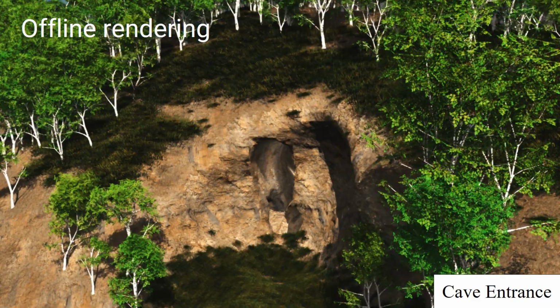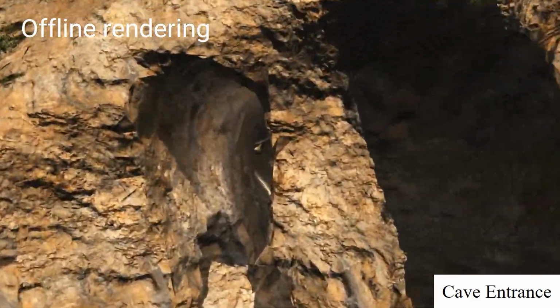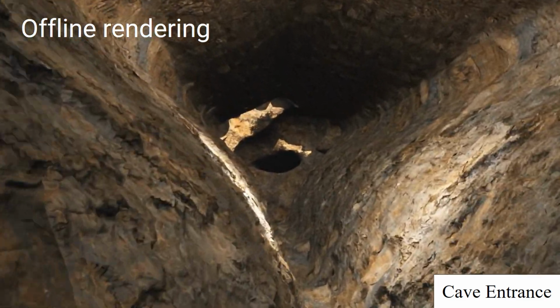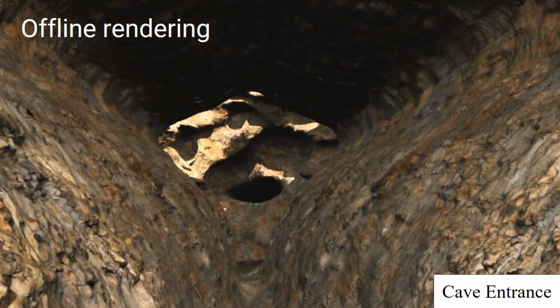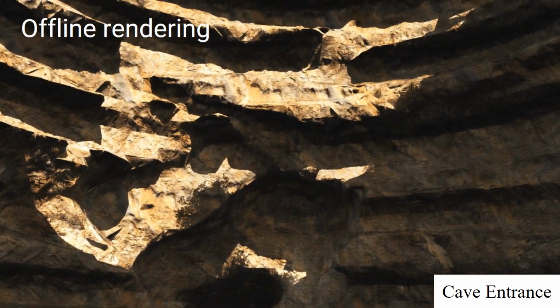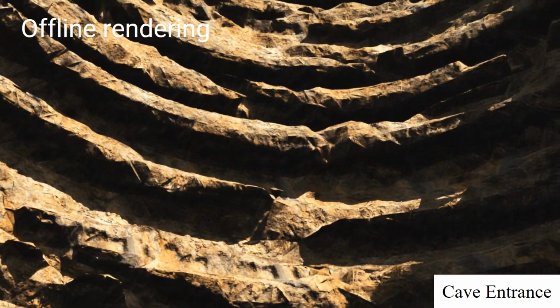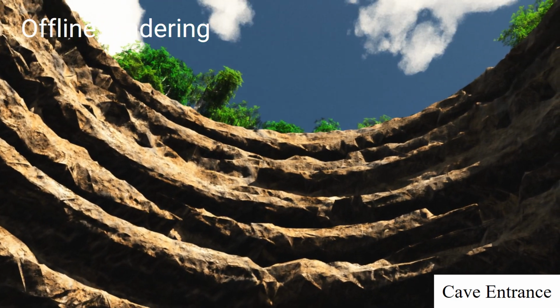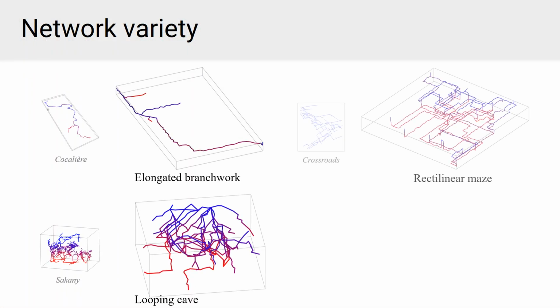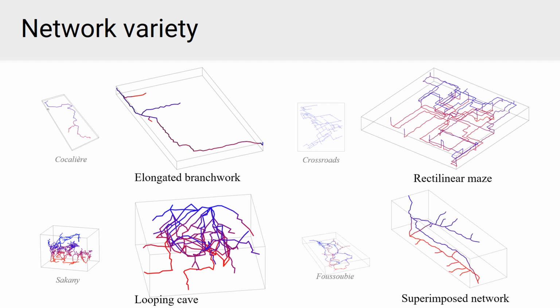Finally, here is an exterior view of a cave entrance, continuing inside a keyhole tunnel and leading to a large shaft. We compare our method against real karstic networks and manage to reproduce a wide variety of network types, as identified in geomorphology.